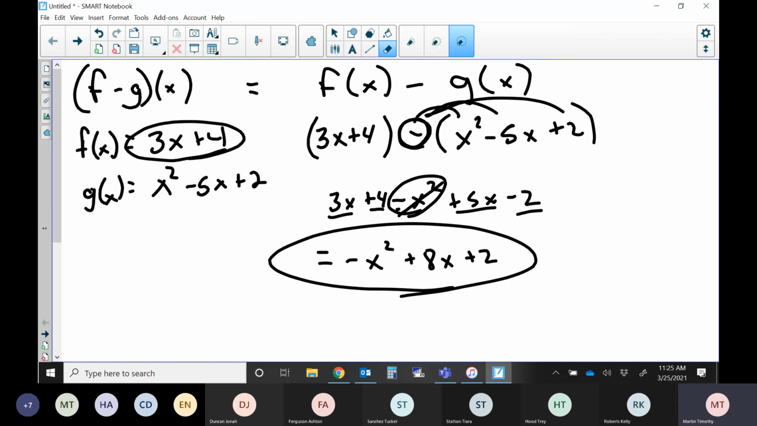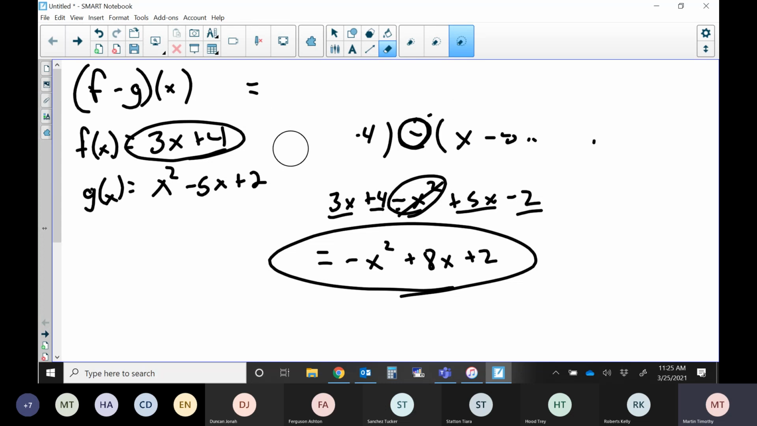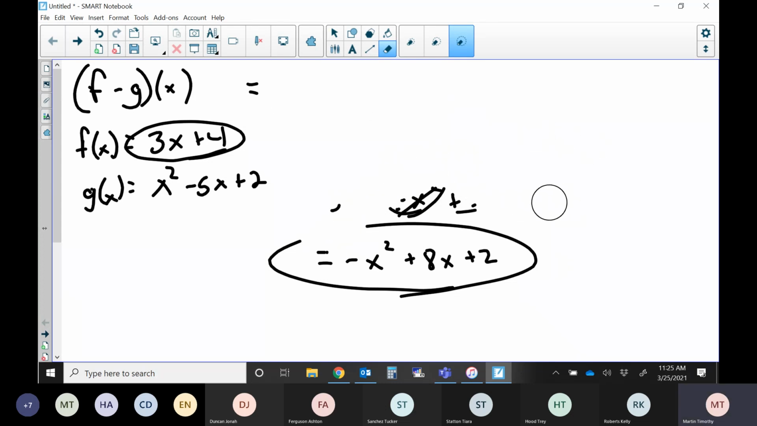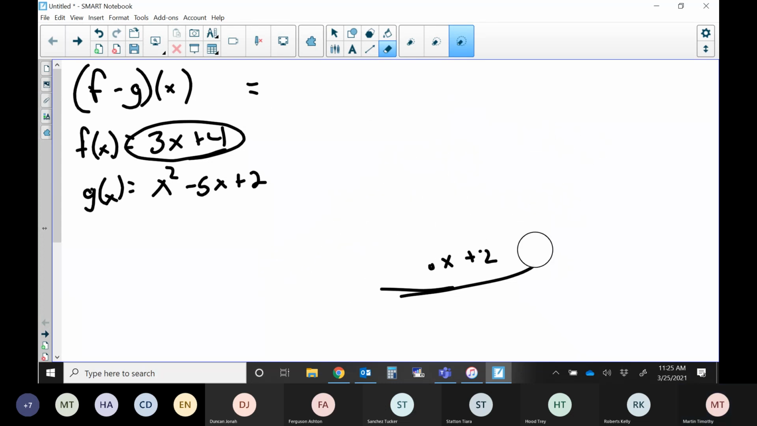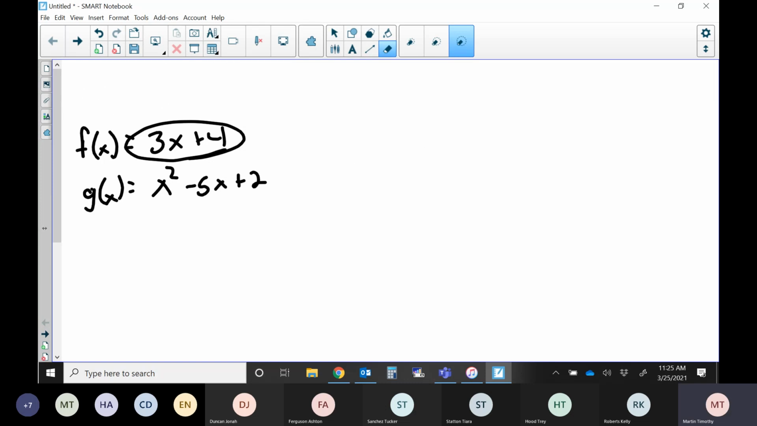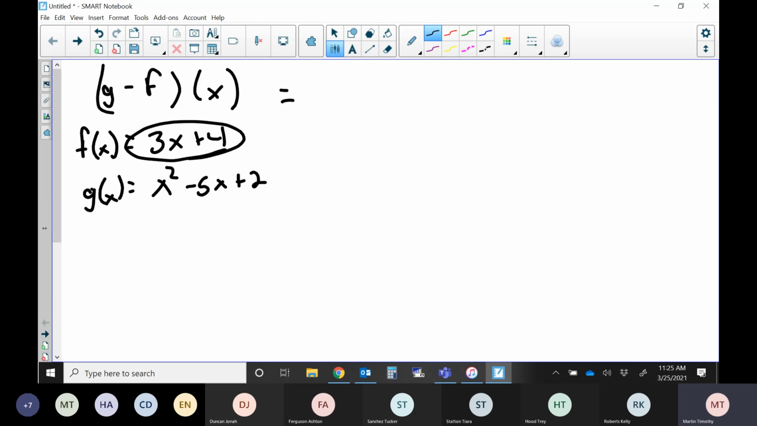I want you to go ahead and do that same problem, except we are going to think of this as g minus f of x. So for the next 2 minutes, go ahead and do that one on your own.